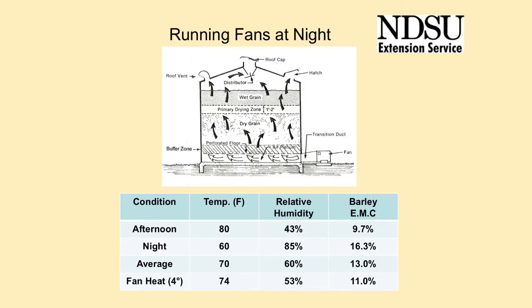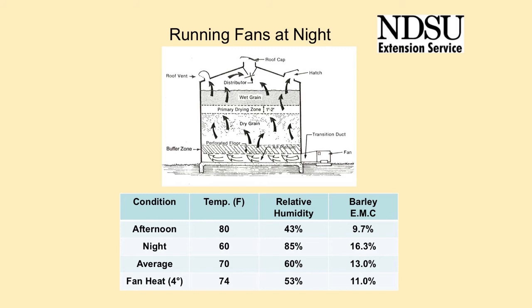The drying fan should be operated continuously. The daytime and nighttime conditions are buffered in the zone at the bottom of the bin, so the grain dries based on the average air condition.